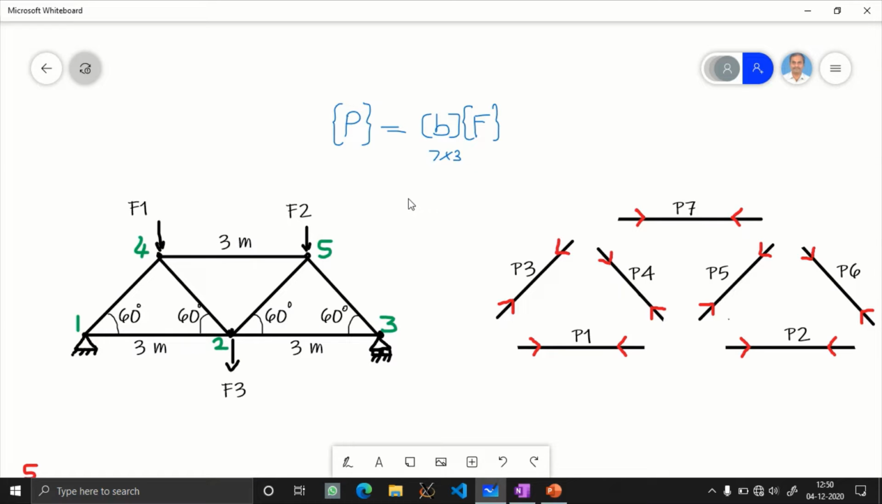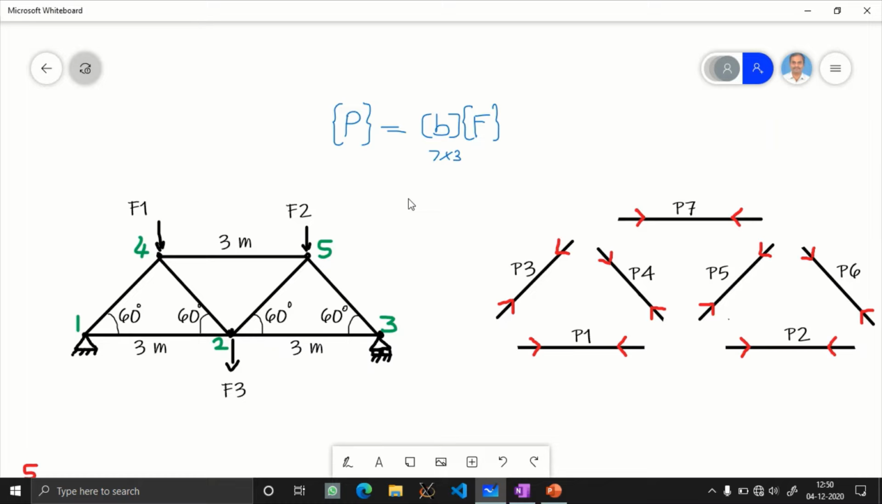To find the B matrix of this truss, we have to apply F1 as 1 and F2, F3 as zeros and find the first column of the B matrix by identifying the member forces from P1 to P7. Similarly, for the second column of the B matrix, I will apply F2 as 1 and find P1 to P7, so that will be the second column of the B matrix.